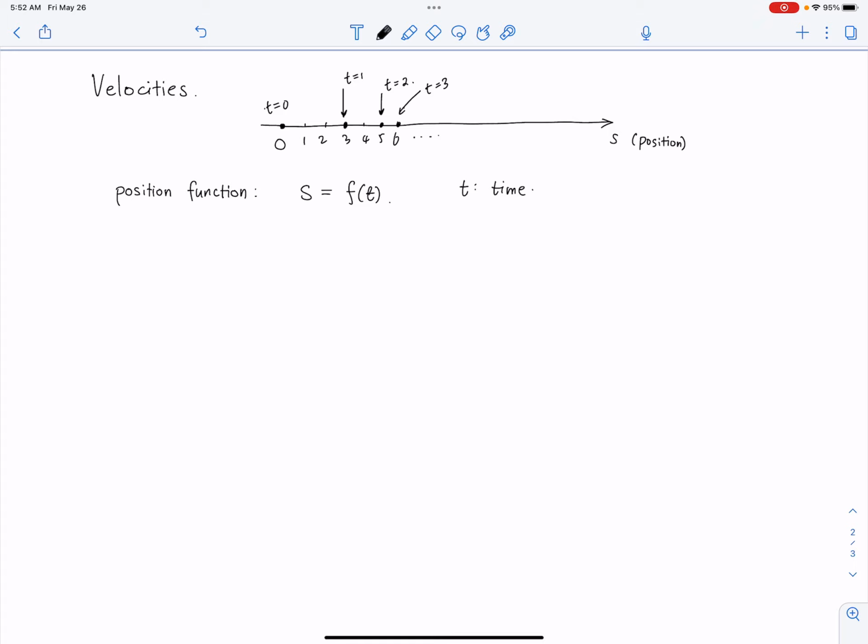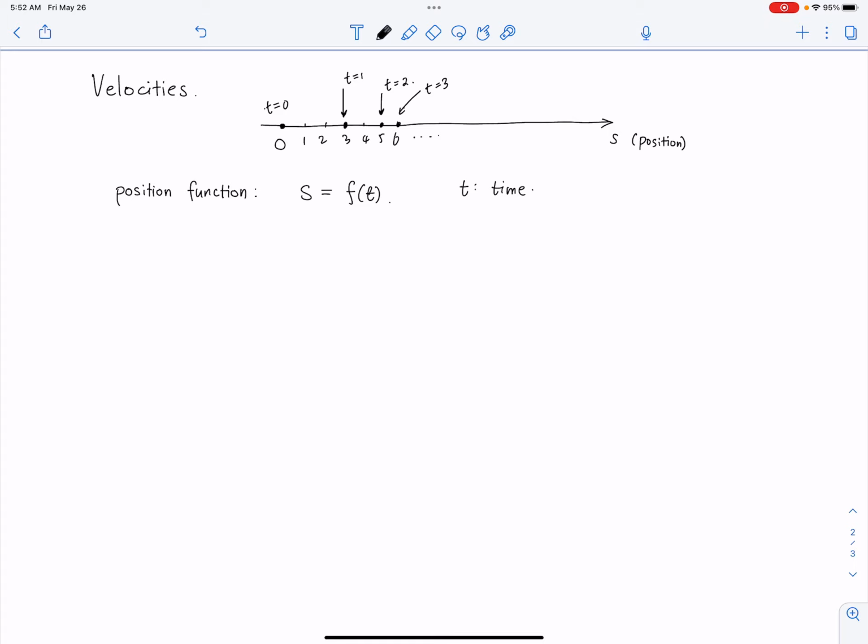Within the second second, you move from 3 to 5, you move 2 feet. And within the third second, you move only 1 foot. So you can see that your speed is getting lower and lower, right? And we can calculate this speed from the position and the time.